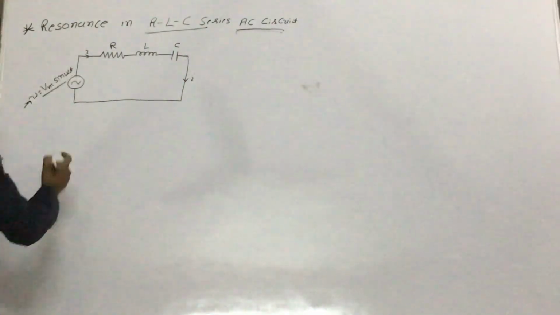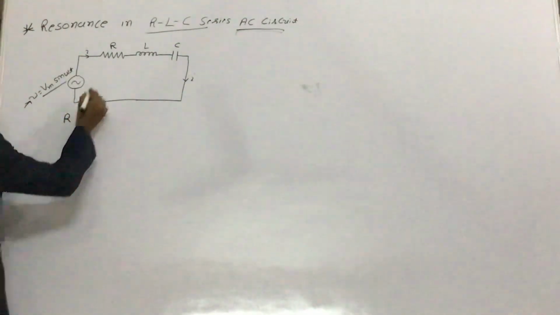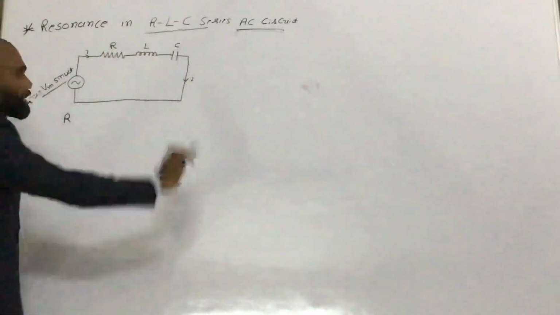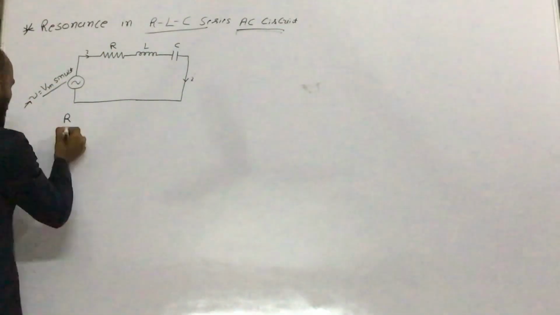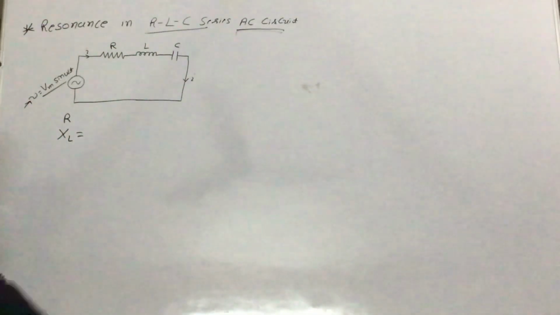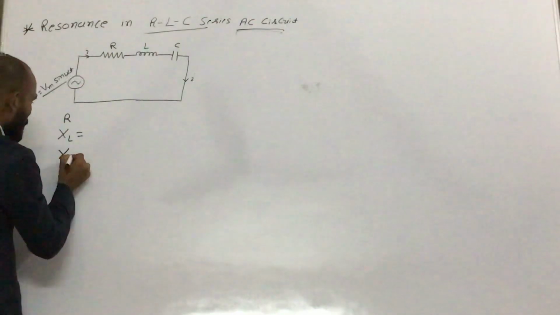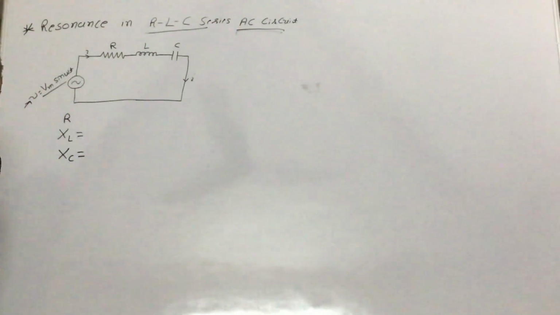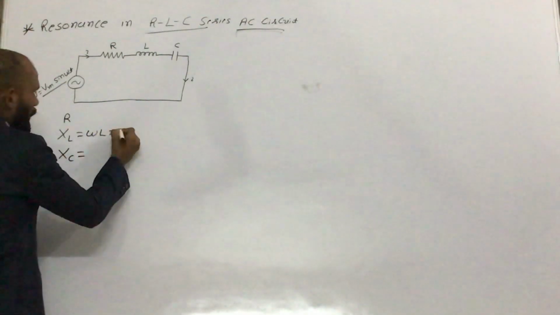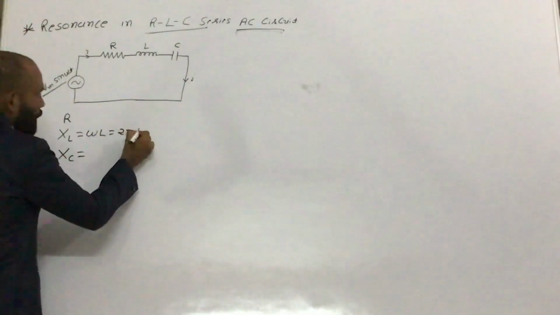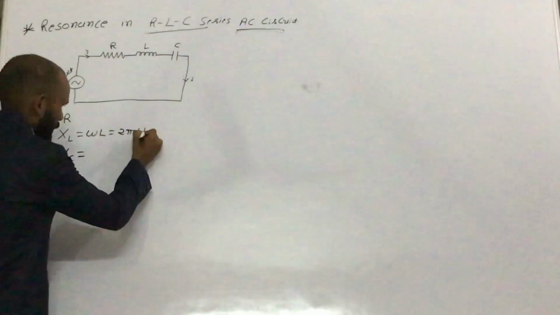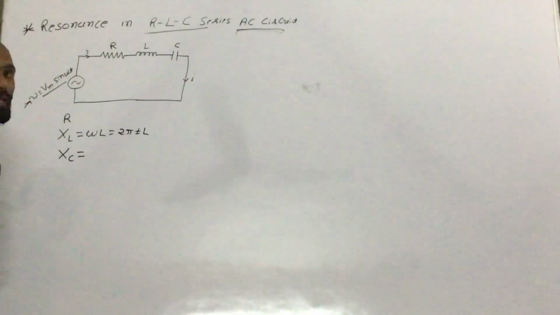Now R is the resistance of the resistor, L is the inductance of the inductor, and C is the capacitance of the capacitor. Let XL be the inductive reactance of the inductor, and XC the capacitive reactance of the capacitor. We know that XL is equal to omega L, where omega is equal to 2 pi into frequency F. So omega is 2 pi F.